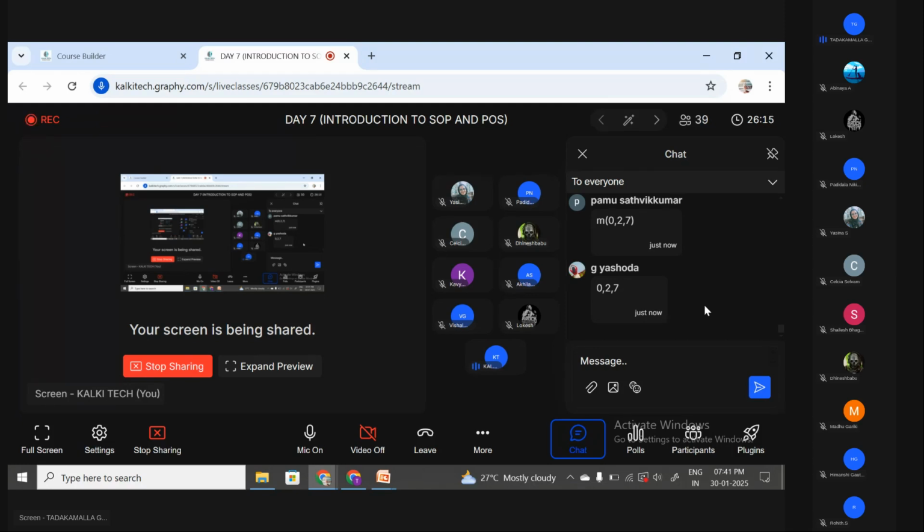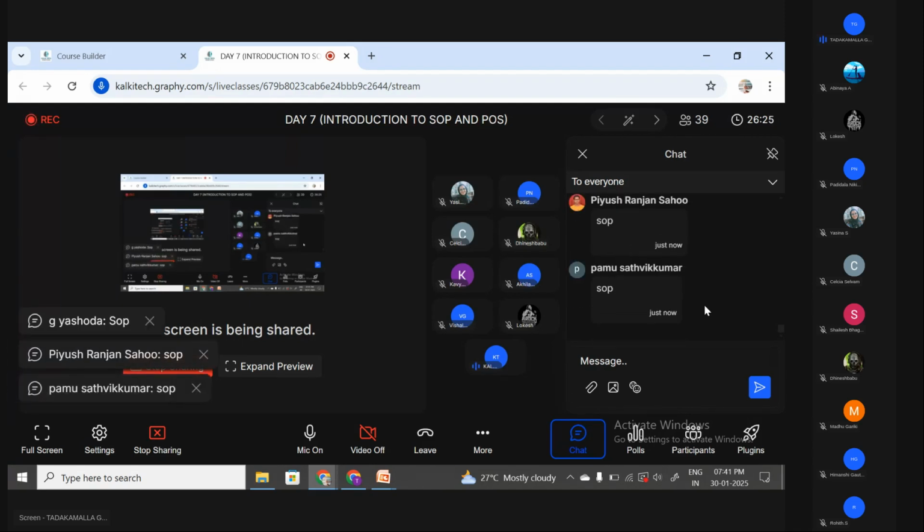Okay, so what are we discussing, the POS form or the SOP form? SOP form. In the SOP form, we have minterms which are represented in small letters.